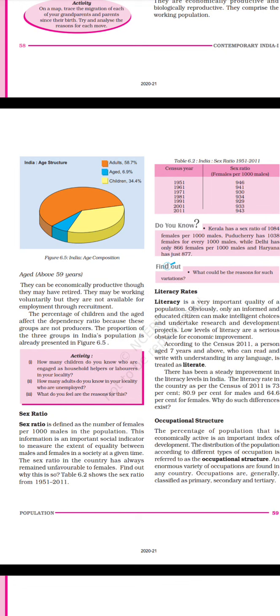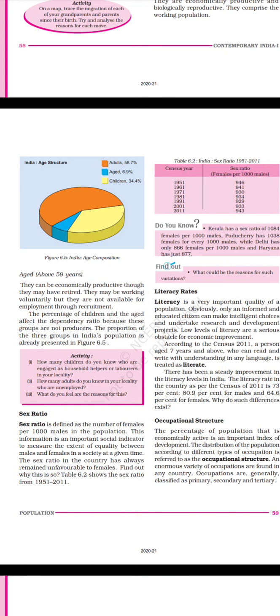Table 6.2 India sex ratio 1951 to 2011. Census year, sex ratio, females per 1000 males. 1951: 946, 1961: 941, 1971: 930, 1981: 934, 1991: 929, 2001: 933, 2011: 943.